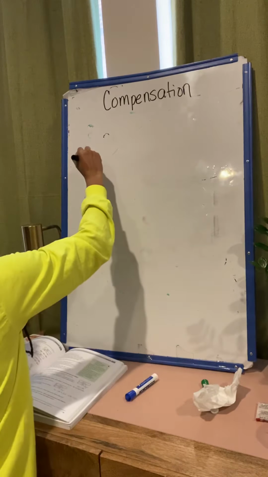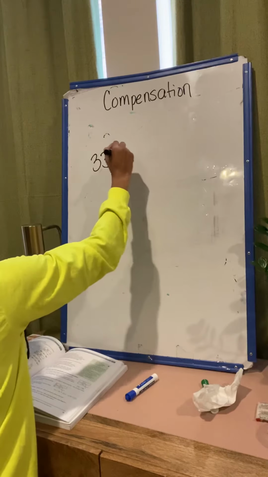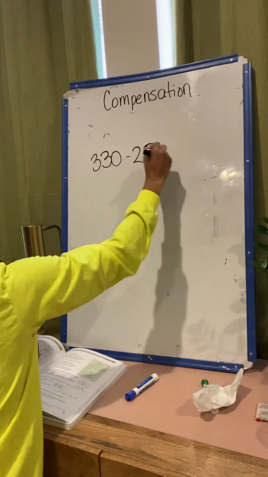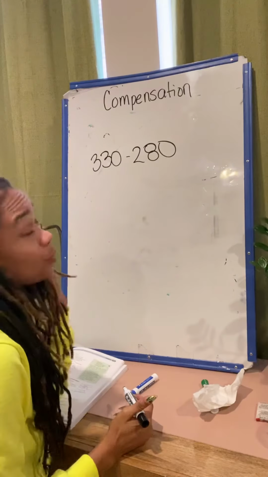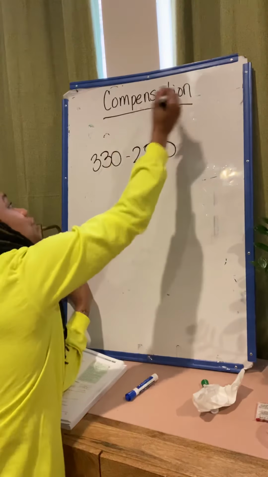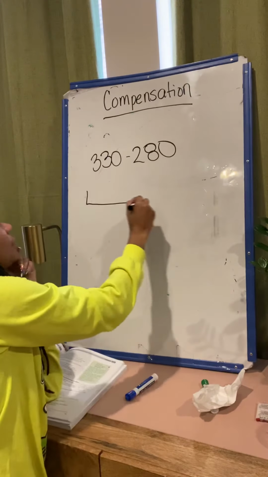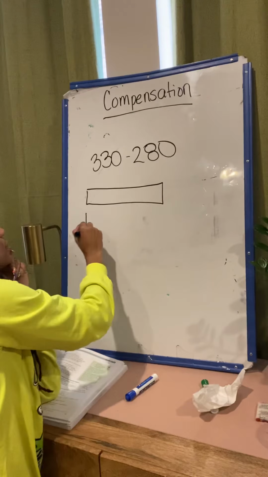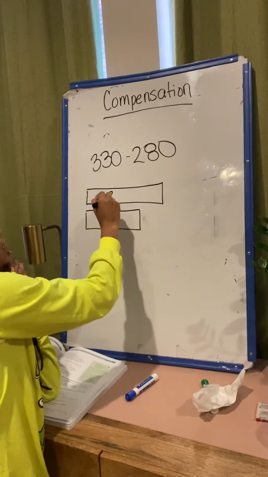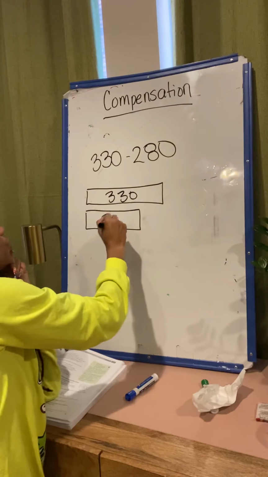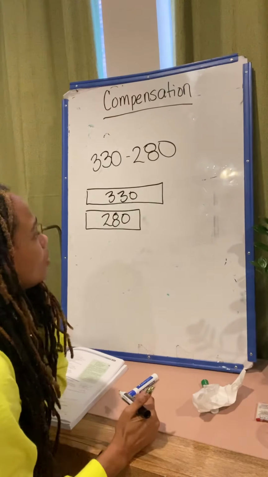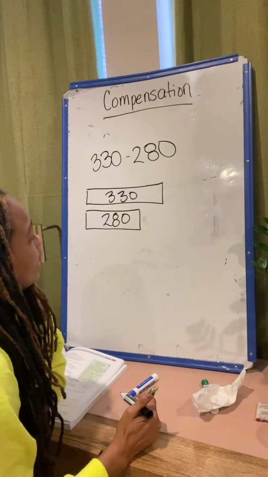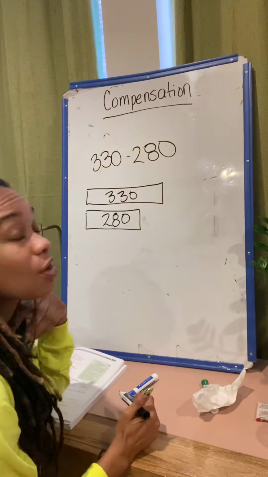Let's try 330 minus 280. This one is a little difficult for us to solve in our head, so we're going to use our strategy, compensation. We're going to draw two tape diagrams. We're going to think about which one of these is closest to the next 10 or the next 100? I think the next 100 will help us to solve the problem.